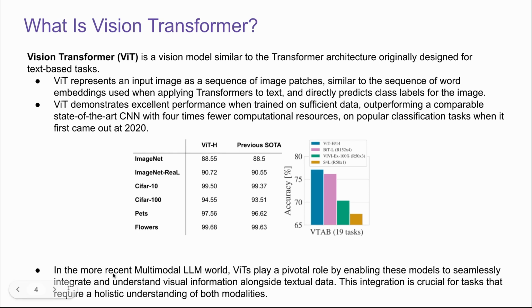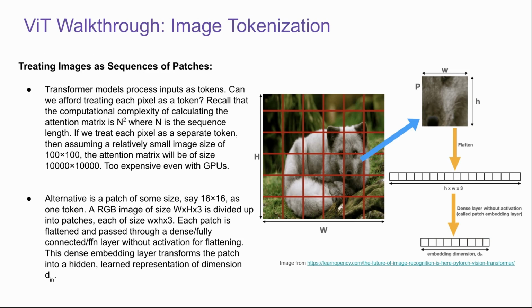Moreover, in the more recent multimodal LLM world, ViT plays a pivotal role by enabling these models to seamlessly integrate and understand visual information alongside textual data. This integration is very important for tasks that require a holistic understanding of both modalities. Now let's do a walkthrough of ViT. The first topic I want to go through is image tokenization.